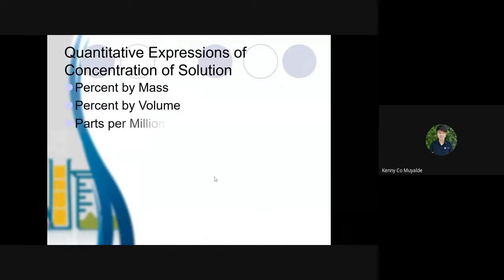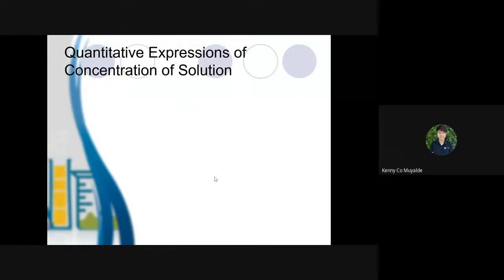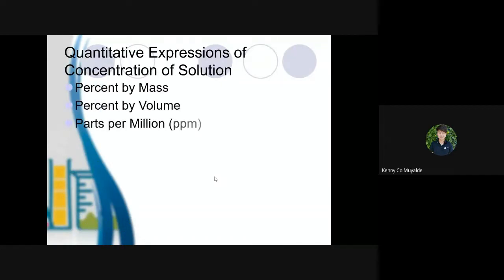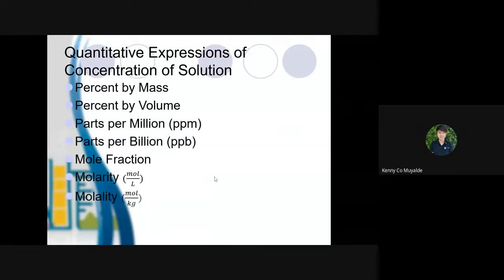Now, we are done with the concentration of solution based on their degrees of concentration. We will now tackle the quantitative expressions of concentration of solution. When we say quantitative, we're going to give values or numbers kung gaano ka-concentrated ang isang bagay. There are many ways in which we could express the concentration of solutions quantitatively. We have percent by mass, percent by volume, parts per million, parts per billion, mole fraction, molarity, molality, normality.